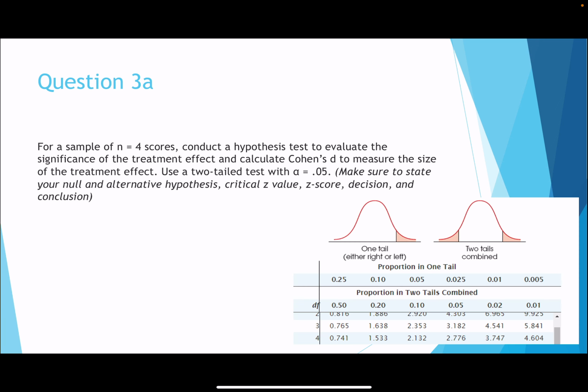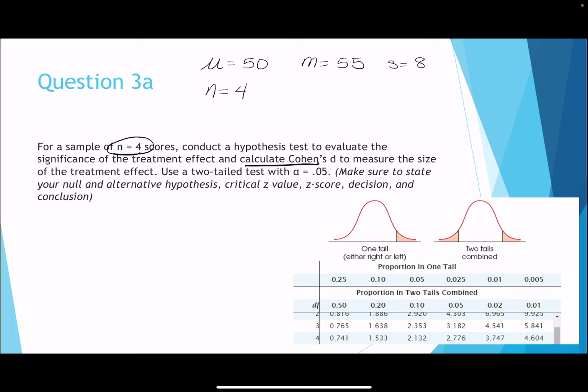All right, so let's look at our first question here. Again, just as a reminder, our mean for the population was 50, our mean for the sample was 55, and our standard deviation for the sample was 8. And we are going to use a t-test on this one. So we're going to start off with an n equal to 4. We're going to go through the entire process of our hypothesis testing, and then we're also going to calculate our Cohen's d.